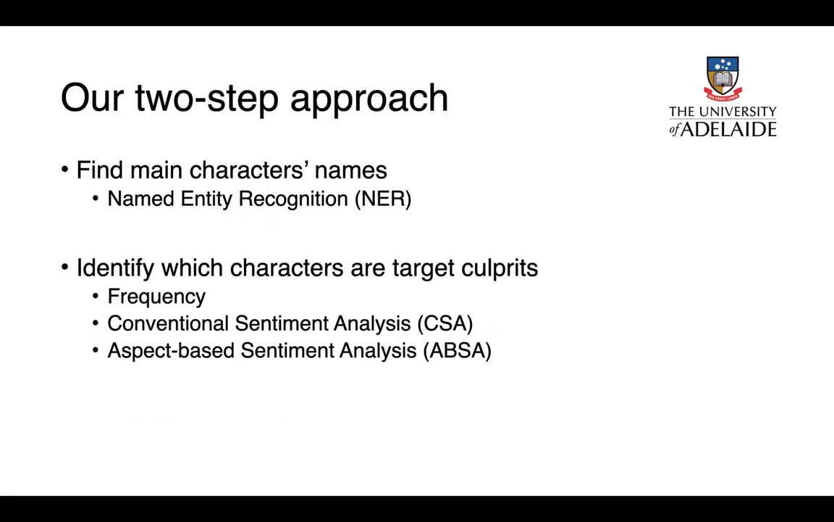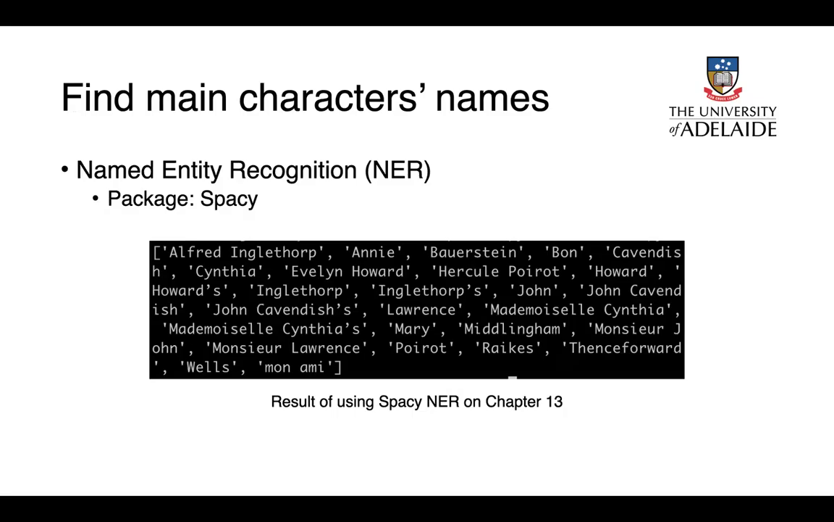This is our solution, a two-step approach. The objective of the first step is to find main characters' names using named entity recognition. And after we get these names, we need to identify which characters are our target culprits. We use three methods on this step, and we compare their performance.